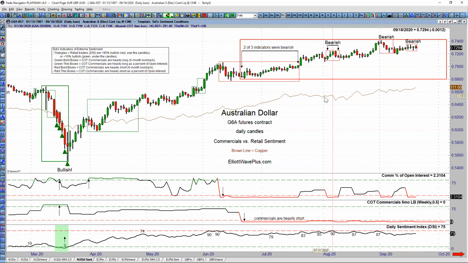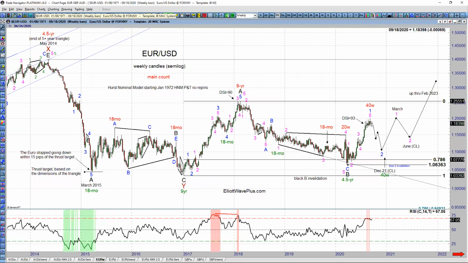This line right here is copper. And you can see that it has not broken to the downside yet. As a matter of fact, it just got through late last week, making a new high for the year. Not the Australian dollar. That's still holding that high from September 1.